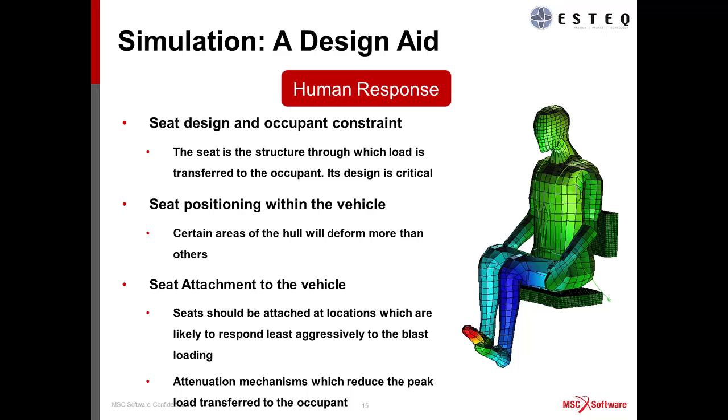Another really critical aspect is the way in which the seats are actually attached to the vehicle. You're obviously trying to avoid locations that respond very significantly to the blast loads. So typically you would want to try and attach seats to the side walls rather than the floor of the vehicle, and try and identify locations that respond least aggressively under the blast loading. Another area where people spend a lot of time and money is in attenuation mechanisms to try and reduce the peak loads that are transferred to the occupant under loading.